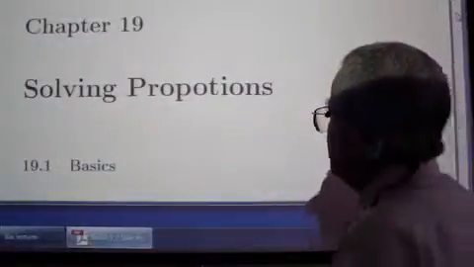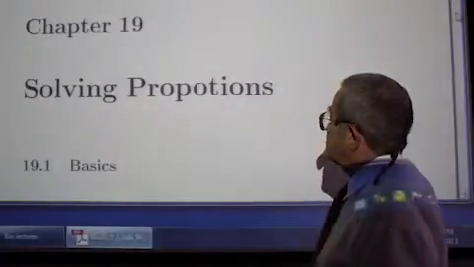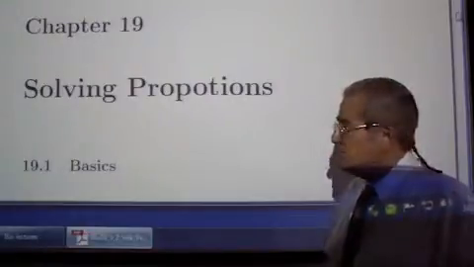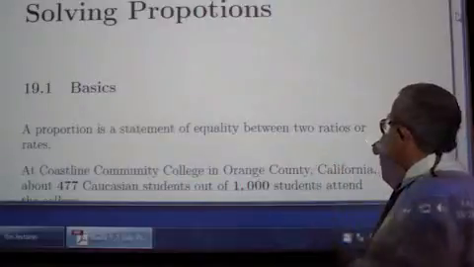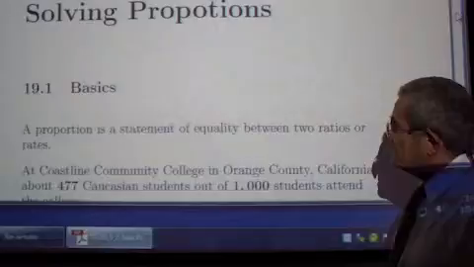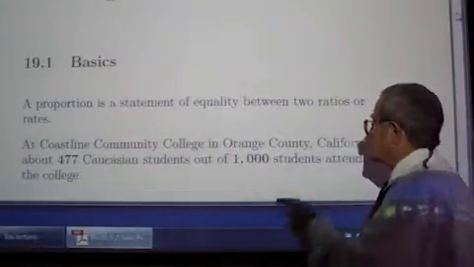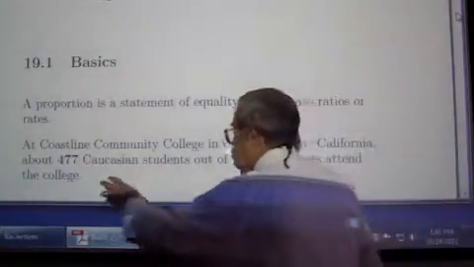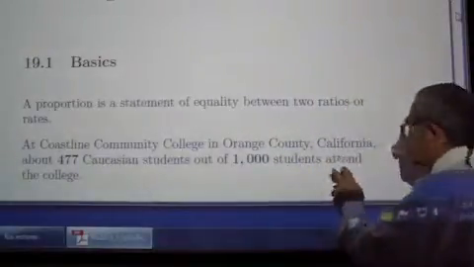We continue with chapter 19 in my book, which says solving proportions. What's a proportion? A proportion is a statement of equality between two ratios or two rates. Equality, there's an equal sign. At Coastline Community College in Orange County, California, you have about 477 Caucasian students out of a total student population of 1,000.